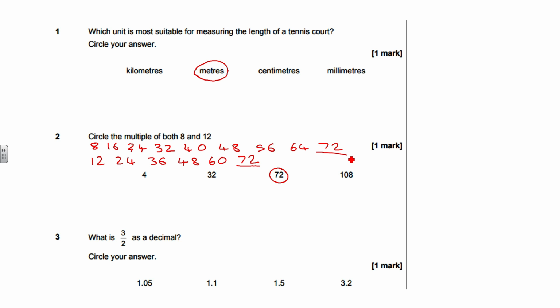What is 3 over 2 as a decimal? For this, we've just got to work out what is 3 divided by 2. Half of 3, 1.5.